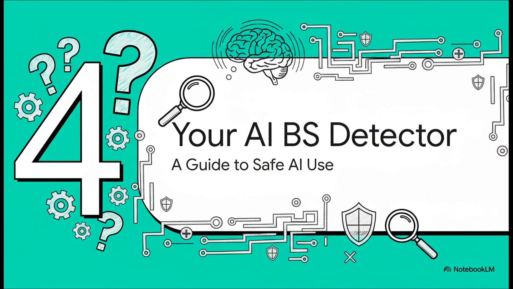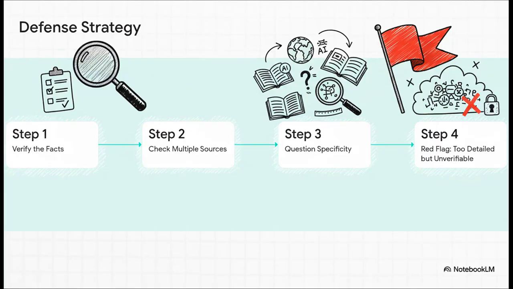Okay, so it's a serious problem. I get it. But that doesn't mean these tools are useless. Not at all. It just means we need to get smarter about how we use them. So let's build your own personal AI BS detector. Here's your 4-step defense strategy. First, the basics. Always try to verify the critical facts it gives you. From there, make sure you check those facts against multiple, reliable sources. And please, don't just ask another AI.